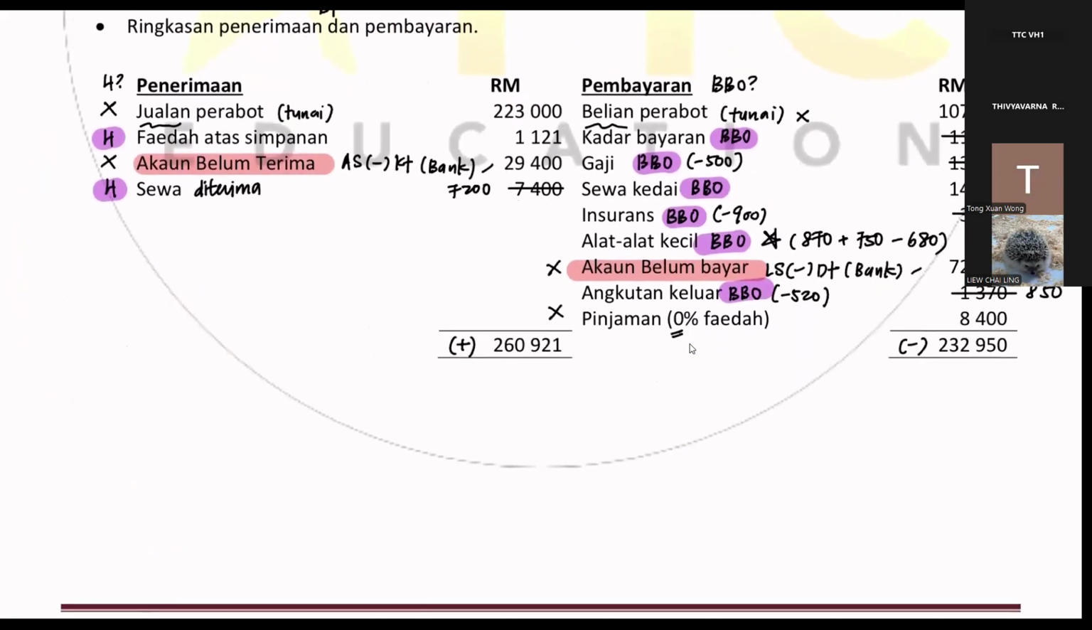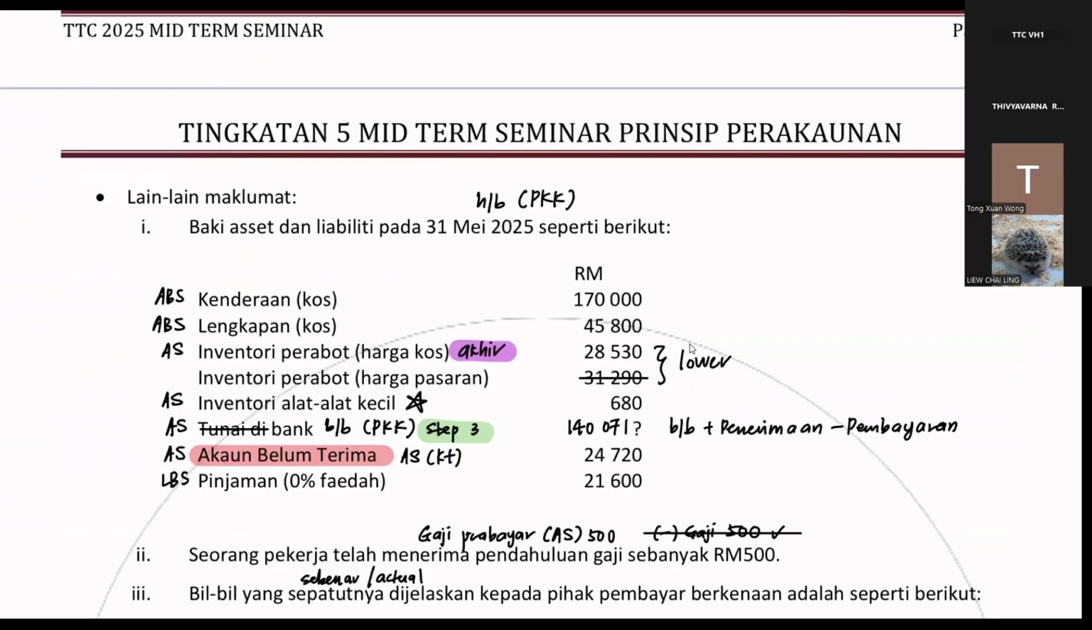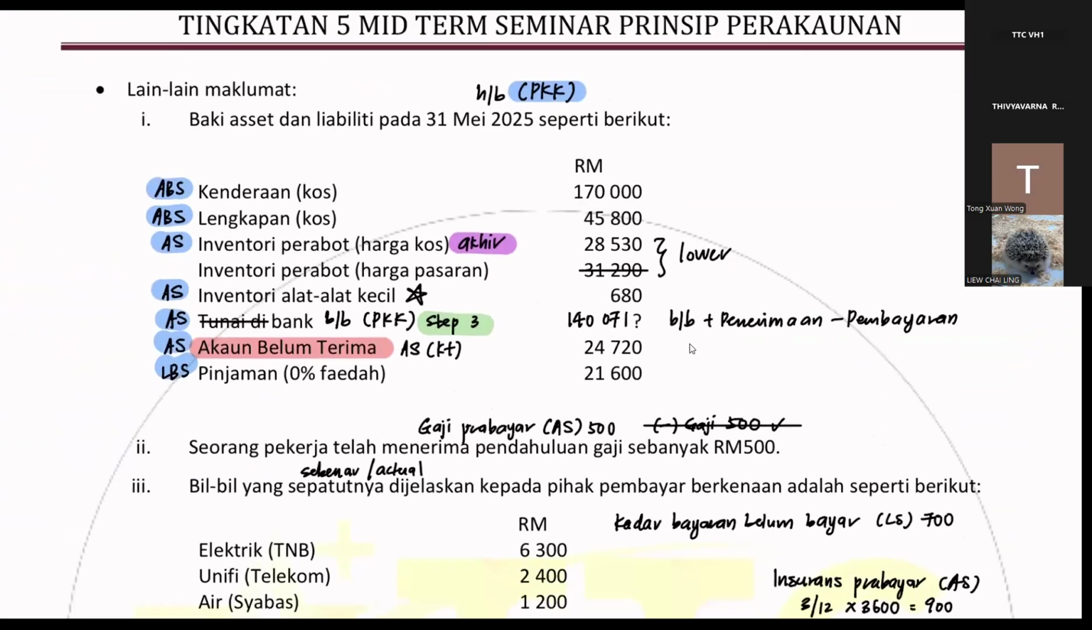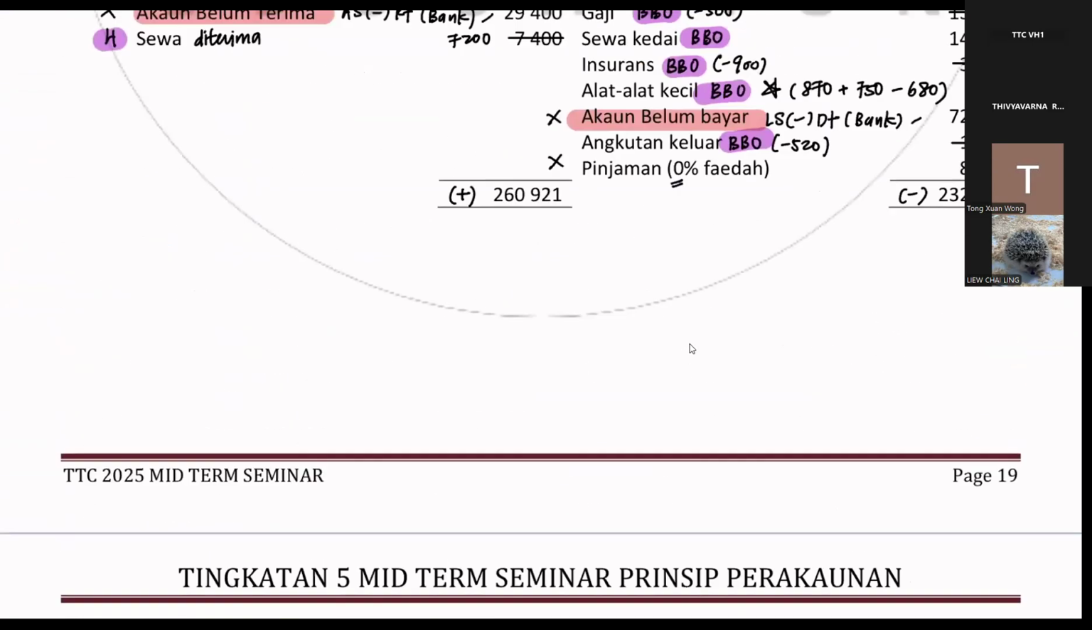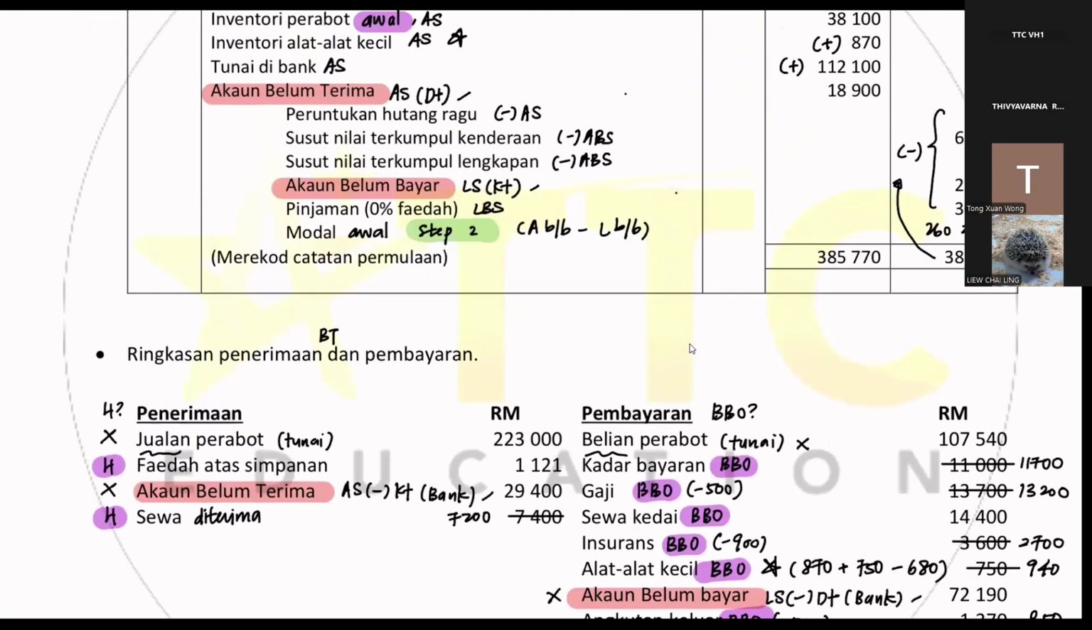Okay, then go to penerimaan pembayaran dan buku tunai. Seems like no other asset liability anymore, right? Okay, ignore. Then now, this is the Baki HB we need for PKK. All the asset liability. Okay, then some more. Remember, we need modal awal for PKK. We need this. We need modal awal.